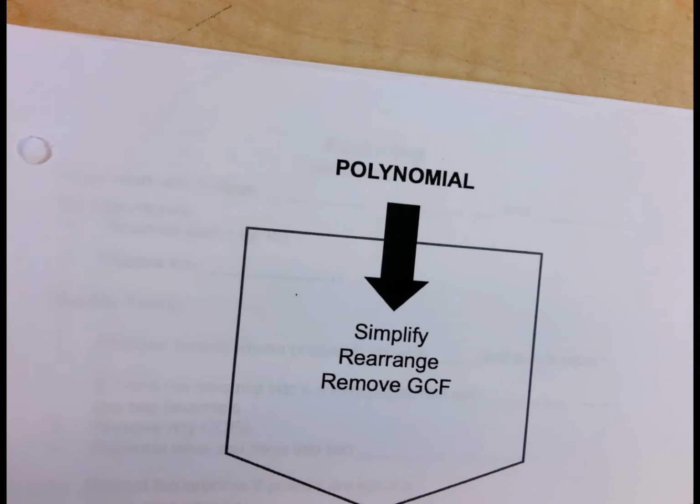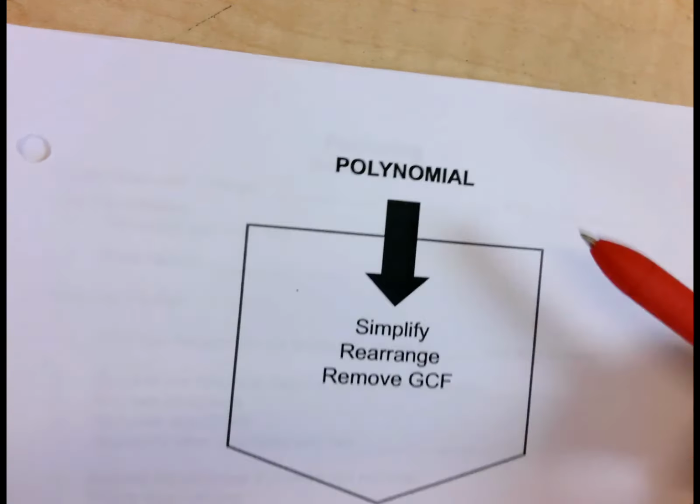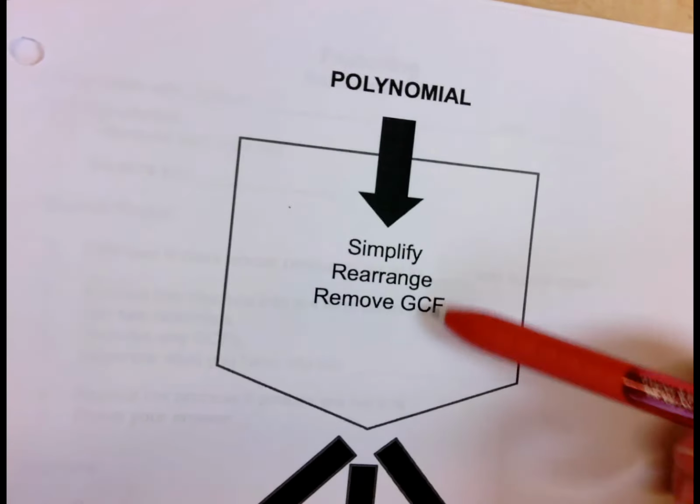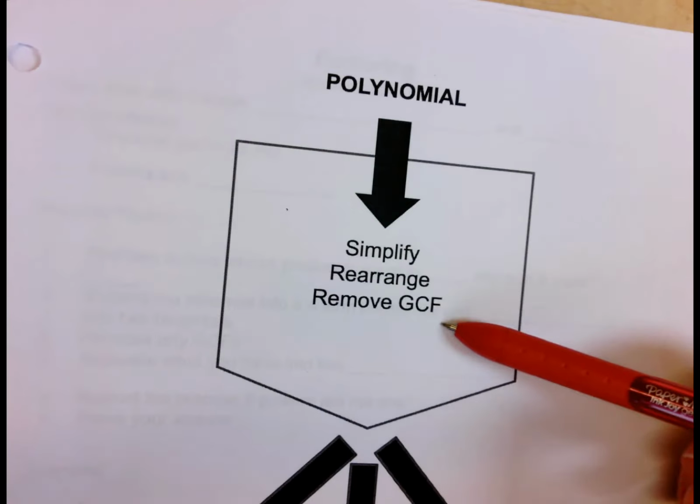Okay, so here we go with our backwards FOIL. So again, here is our factoring map. We're going to start with the polynomial. Remember, we simplify, we rearrange, we remove that greatest common factor if it needs to be done.